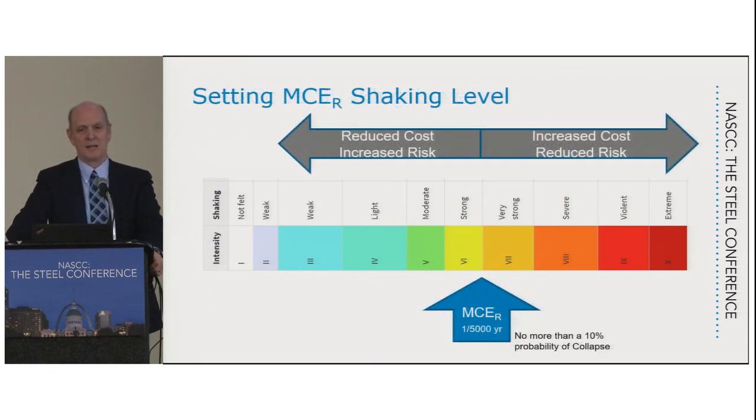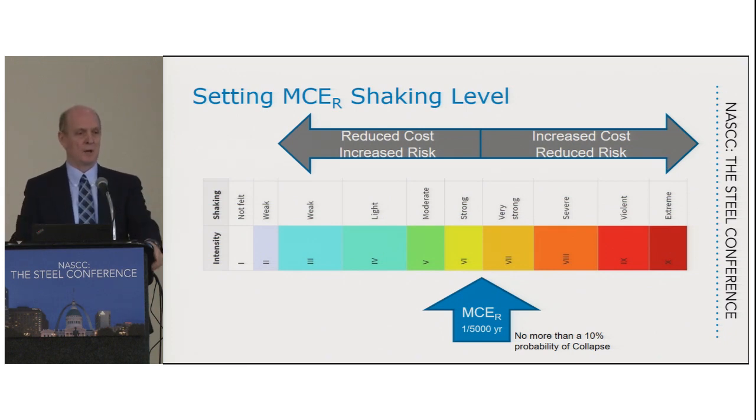So the code writers had to set that somewhere. Every location in the United States has to have this MCER shaking intensity set somewhere. The code writers could move it left and increase the risk and decrease the cost. They could set it to the right, where they would increase the cost and reduce the risk. It's a balance between cost and risk, and they had to set it somewhere.